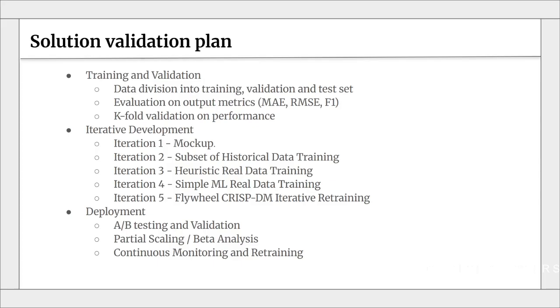Solution validation plan. So how are we going to validate the solution? Well, the first thing is we divide the data into training, validation, and test sets, and then evaluate on the output metrics, and then we do a k-fold cross-validation on performance. So once we have a good model that's been built and thoroughly validated, we go through the iterative five-step process to understand and better serve as a framework for agile methodology.